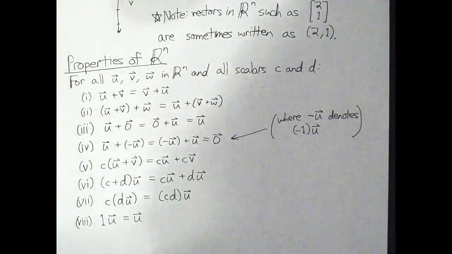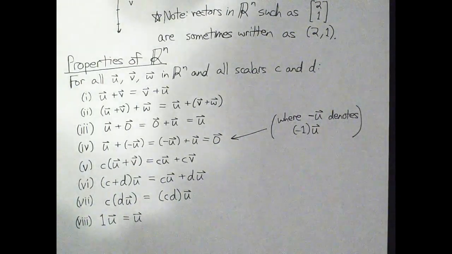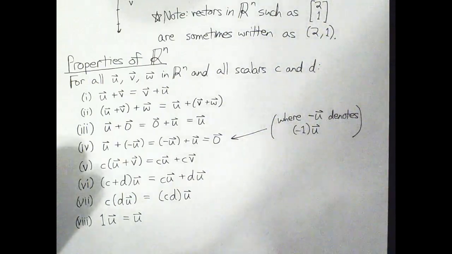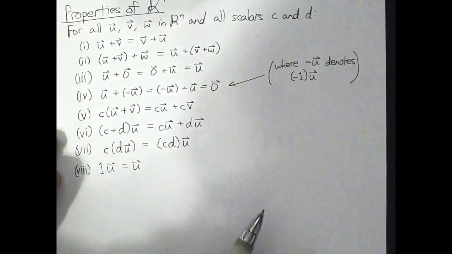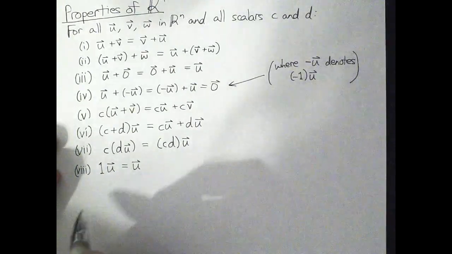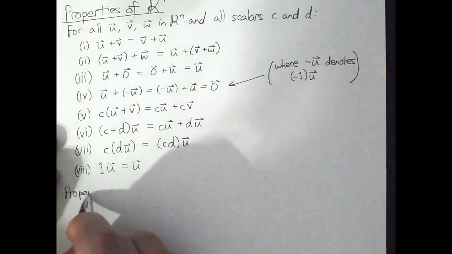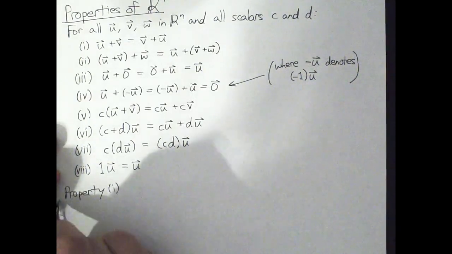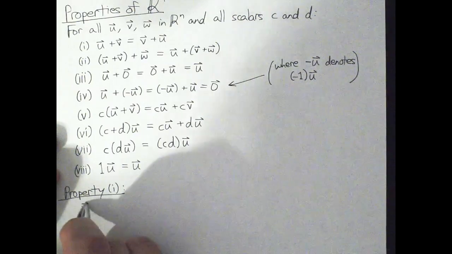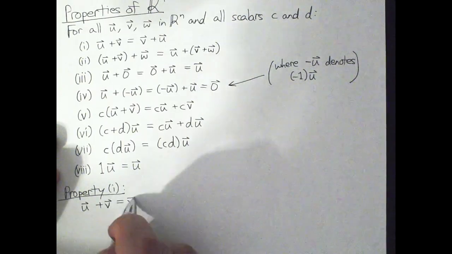Now, some of these might seem like common sense, but that's not really good enough for us in math. We would like to prove things in math. So I'm going to prove one of these for now. Some of these you could prove on your own for practice, but I think it would be nice for me to show you one just to get the general idea of how we work with these. So let's prove property 1. Property 1 says that u plus v equals v plus u.